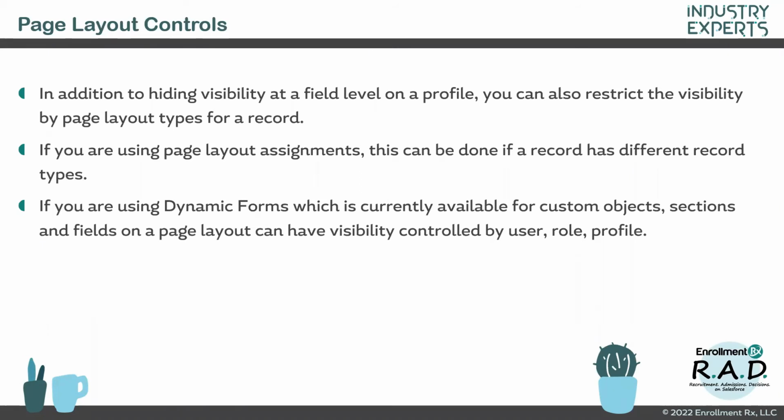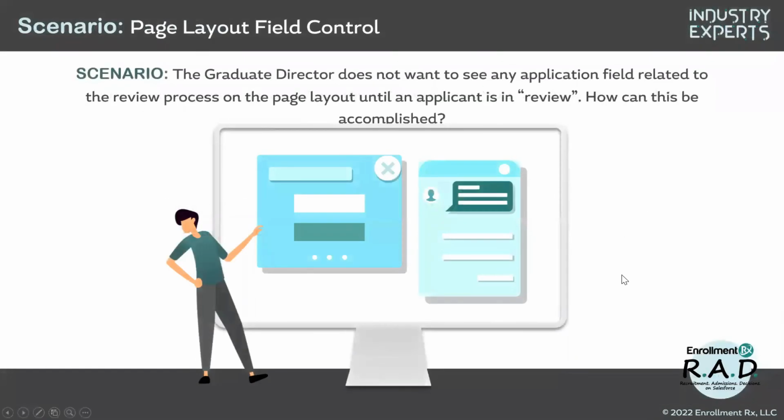In the new Salesforce release upcoming, I believe in a couple of weeks, dynamic forms will be available for standard objects, in addition to what right now is just custom objects. Custom objects we can do on the application right now, but you can't use dynamic forms on a contact record, for example. That's coming down the pike. So page layout controls are another way you can control visibility to specific fields that might live on a record. We're going to talk about this page layout field control in a scenario, and the final scenario is about restriction rules.